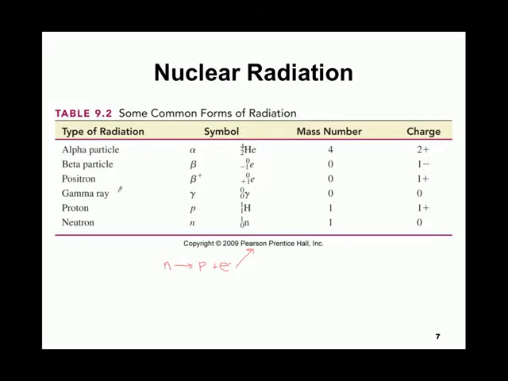A gamma ray is also a very common type of radiation. Now a gamma ray, because it's a form of light, has no mass and no charge. That's the Greek letter gamma.